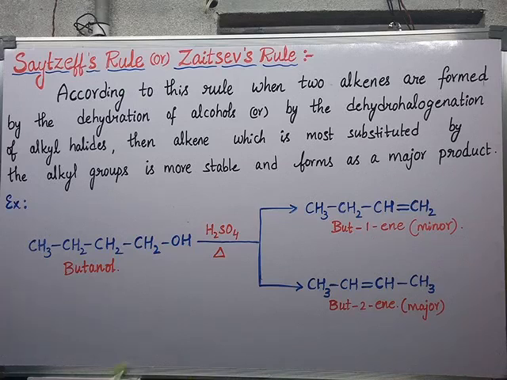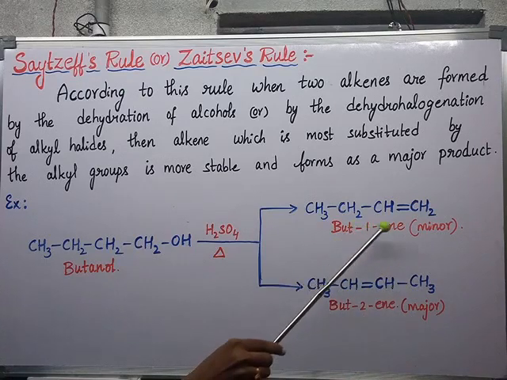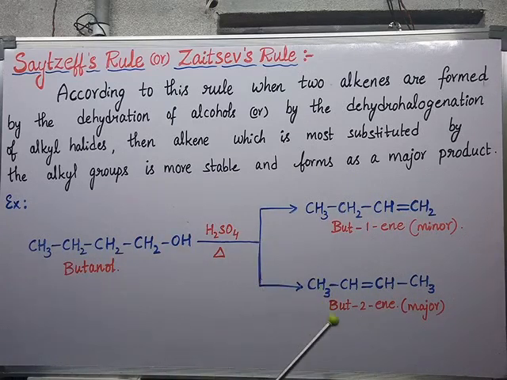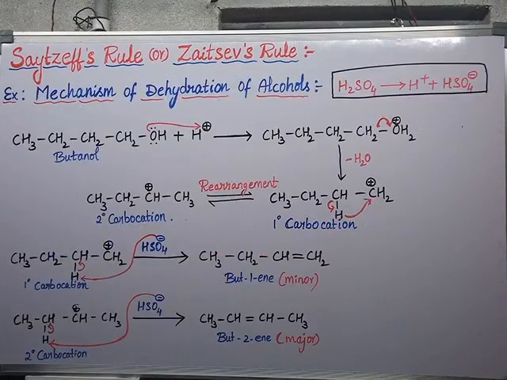So here we can say this is a highly substituted alkene, that means the double bond is attached to many more alkyl groups, but here the double bond is attached to a single alkyl group. So it is the most substituted alkene, which is the most stable and considered the major product. And let us see the reason behind this.